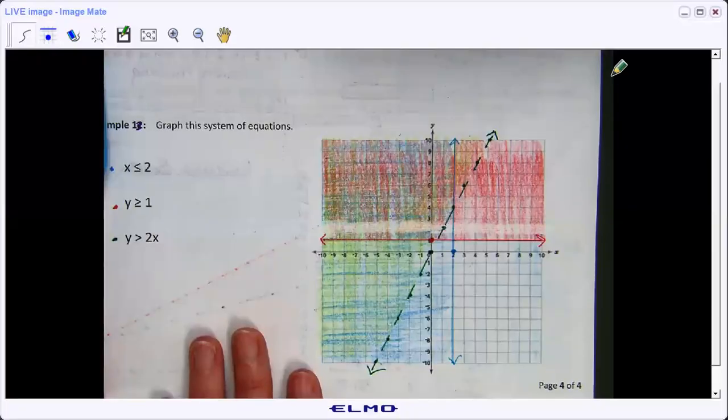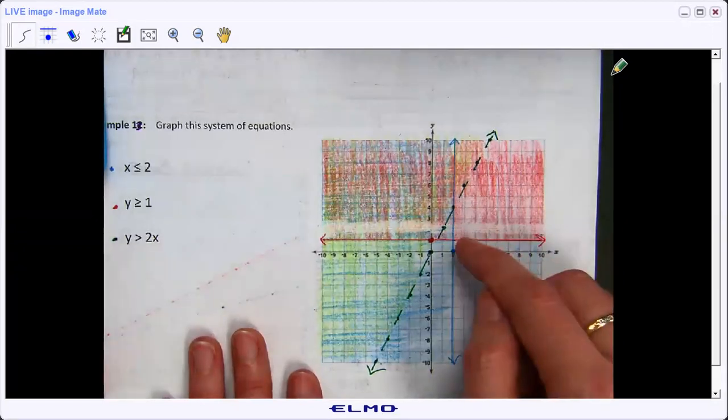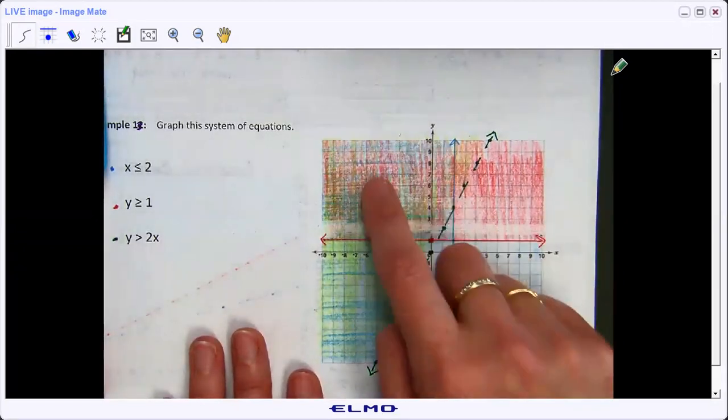Okay, this is the answer to example 13 for those of you who were able to finish it. And the solution for this one is in part of quadrant 1 and quadrant 2.